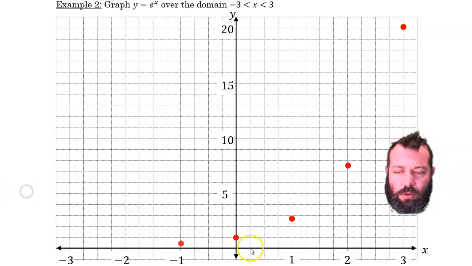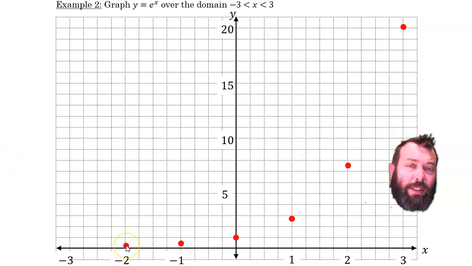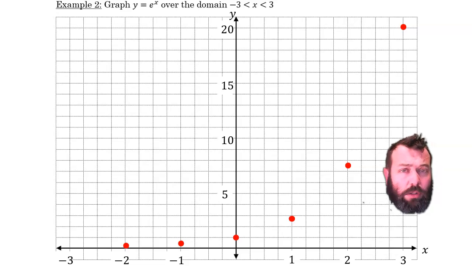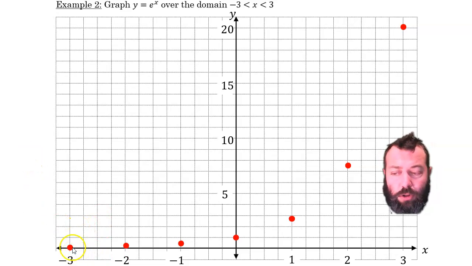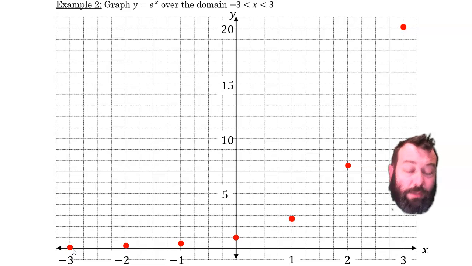Going back the other way, e to the -1, that's 1 over e, and we saw that was 0.368 or something. So there's that one there. 1 over e squared, or e to the -2, is getting closer to 0, and 1 over e cubed is really fairly close to 0 now.